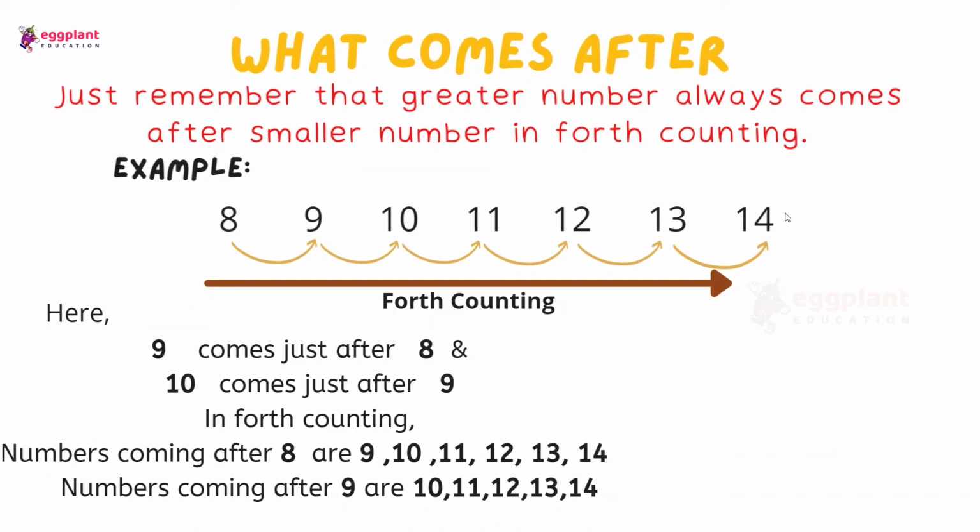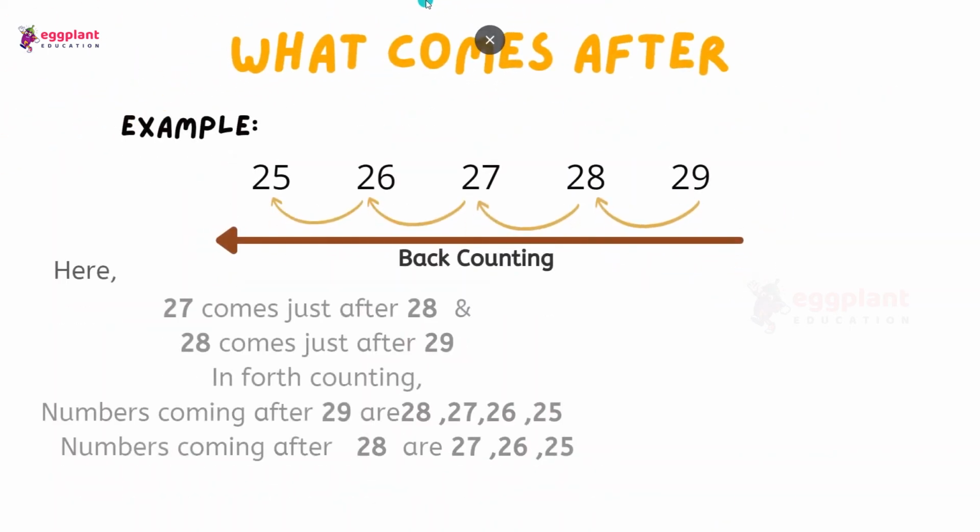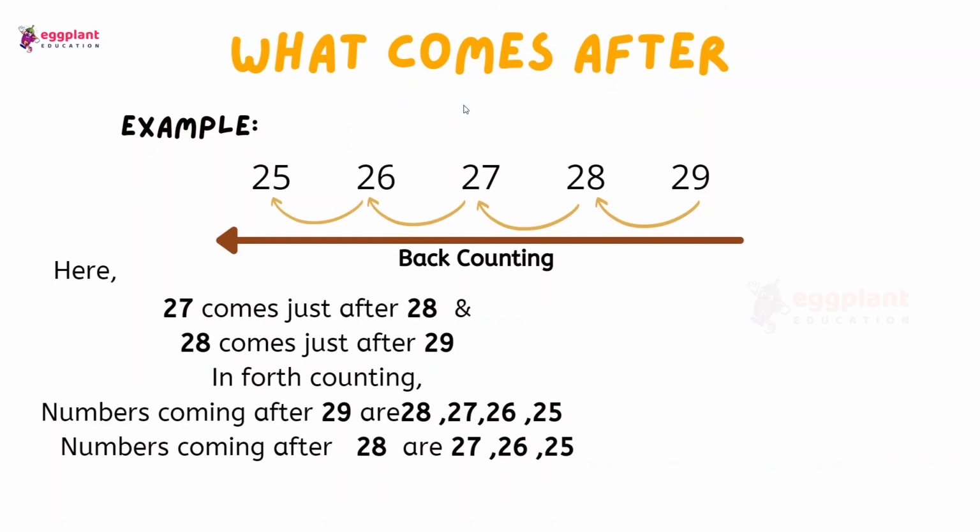That's good. Now, we'll see what comes after in backward counting. Numbers coming after 29. This is 29. It is going from bigger to smaller, so it is backward counting. So after 29, it's 28, 27, 26, and 25. Numbers coming after 28. Let's take this number. After 28, going in this direction, it's 27, 26, and 25.